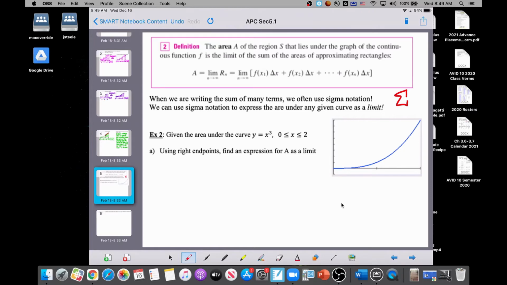So our next example here, we have this graph of y equals x cubed just from x equals 0 to 2. And using right endpoints, they want us to find an expression for our area as a limit.